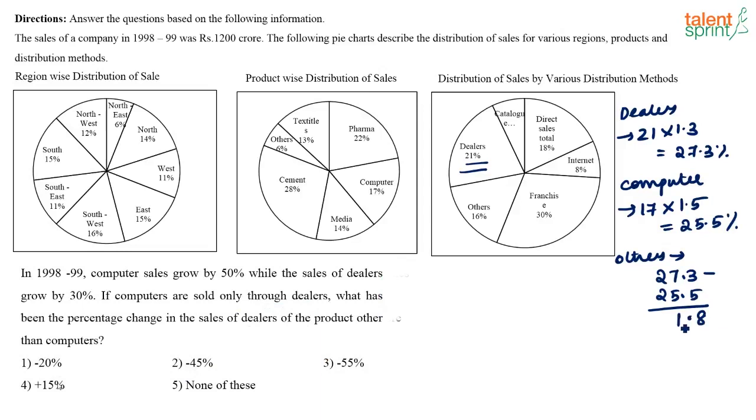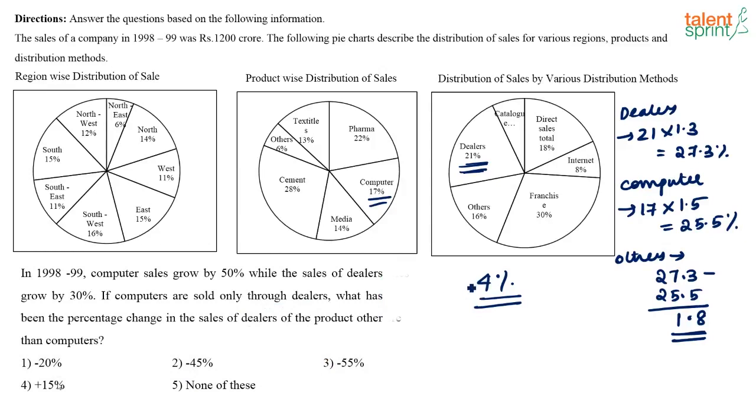8, and you have 1.8, right? Now in the previous case, what was the difference? Here 21% was dealers, 17% was computers. So what was the percentage of others? 21 minus 17, or 4%. So earlier it was 4, now it is 1.8. So what is the change? The change is definitely greater than 50%, right?